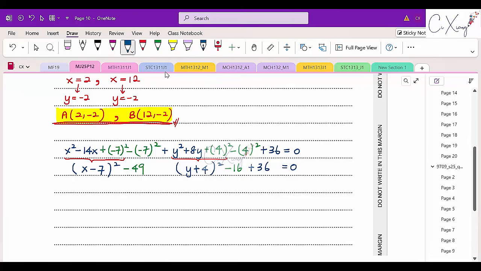Okay, and from here, we move all the pure numbers to one side. Therefore, I will be having 29. This is the standard form of the circle equation. And from here, we can already figure out the center. The center will be x minus 7 equals 0, so x equals 7. And y plus 4 equals 0, so y equals negative 4.